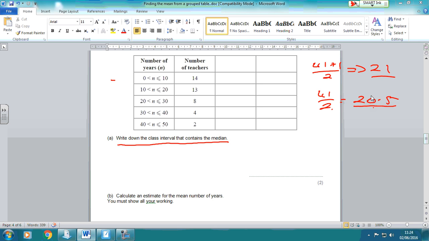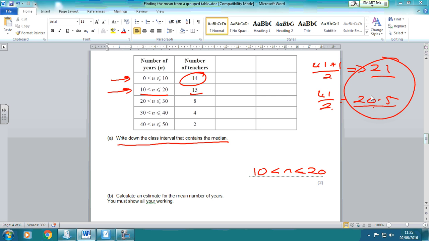So we can see here the first 14 pieces of data are from 0 to 10. So the next 13, if this is the first 14 here, then this is going to be the 15th, 16th, 17th, 18th, 19th, all the way up for another 13 pieces of data. And that's going to contain the 21st piece of data. So the median is going to be in this one here. So the class interval is 10 and 20.